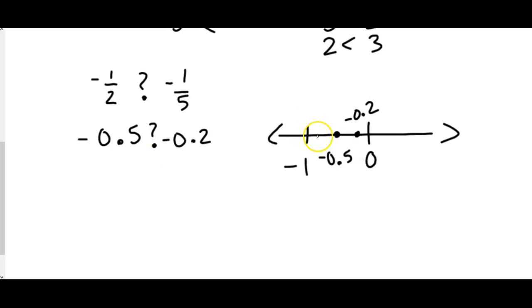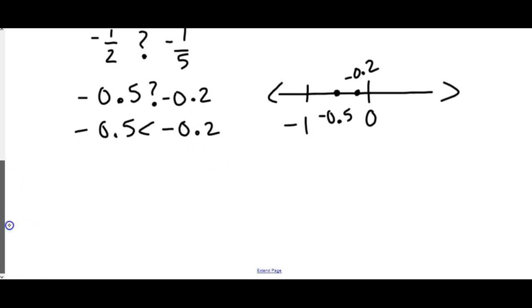So -0.5 is to the left of -0.2, so -0.5 is less than -0.2. We could also order from least to greatest, or greatest to least.